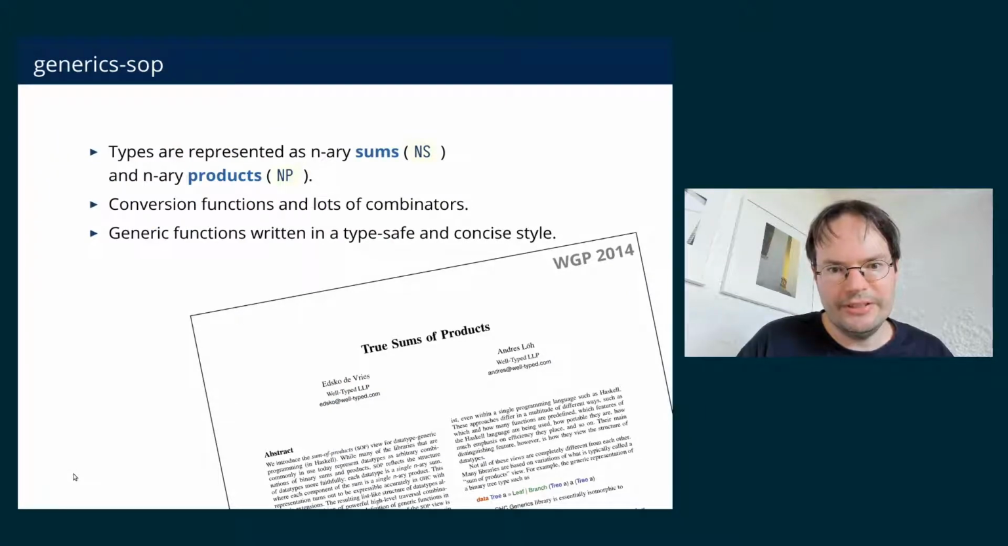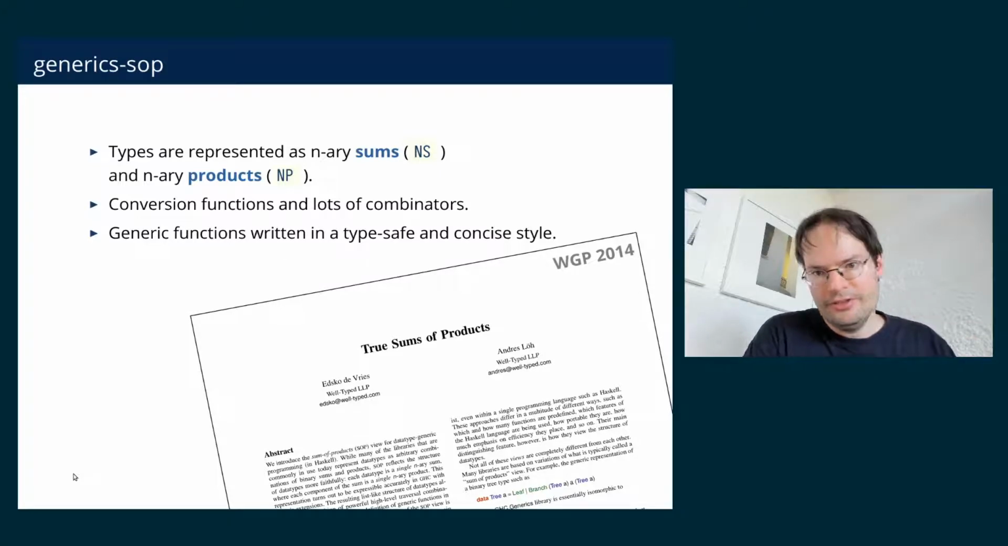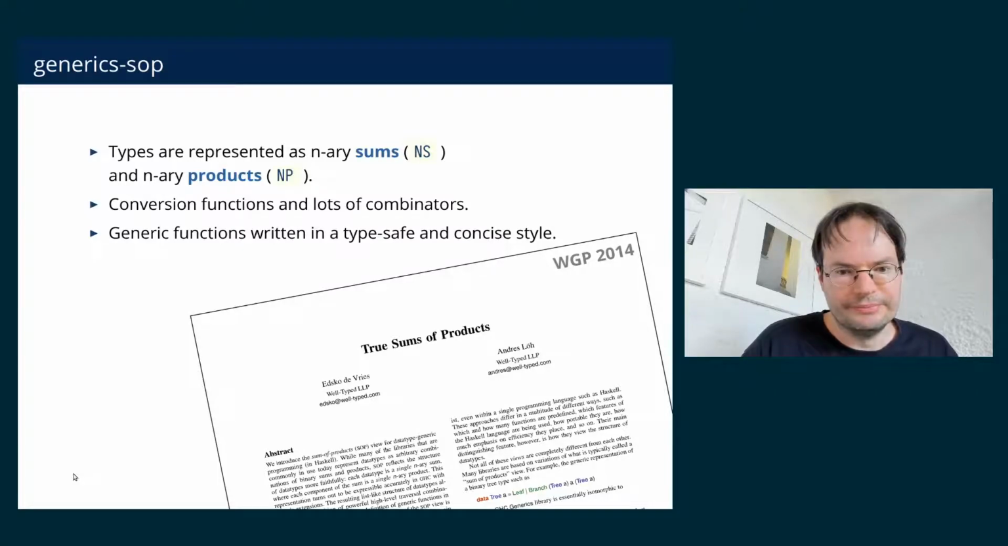generics-sop is a library that was introduced in a WGP paper from 2014. The types are represented as n-ary sums, which are written NS in the library, and n-ary products, NP. And then you get conversion functions that can go from a Haskell value to such a sum-of-products representation and back. And you get lots of combinators that operate on these sum and product structures so that you can write generic functions in a type-safe and very concise style that really encourages code reuse.